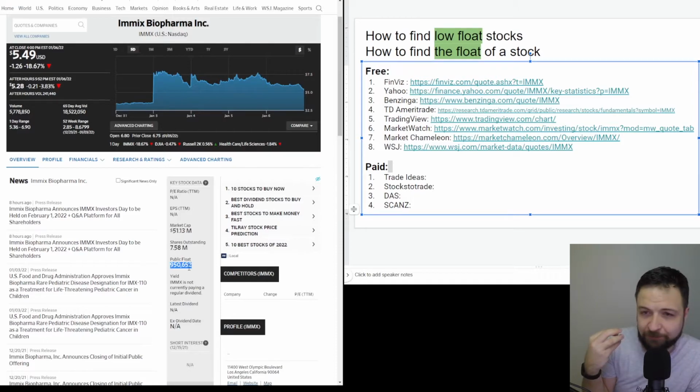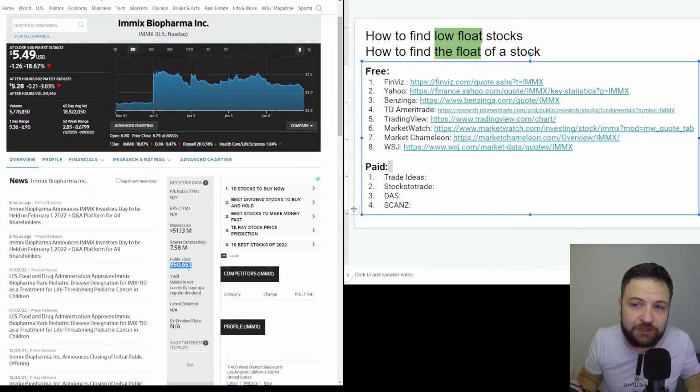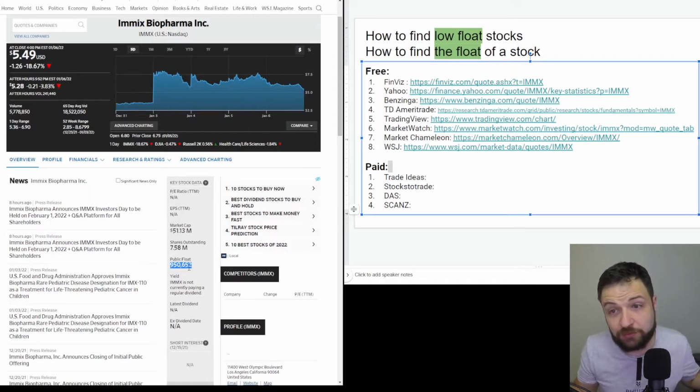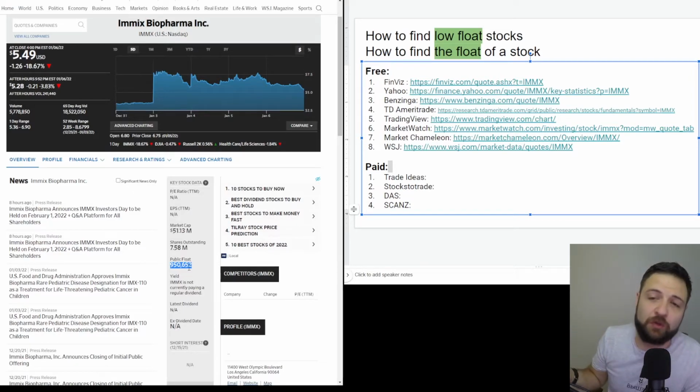I use TradingView a lot, and that's my go-to. So now I'm questioning which one is right. TradingView reported 950,000, and Benzinga reported 4.3. Should I be using Benzinga? Should I be using Finviz? A lot of people go to Finviz. It's just a go-to. A lot of people go to Yahoo.